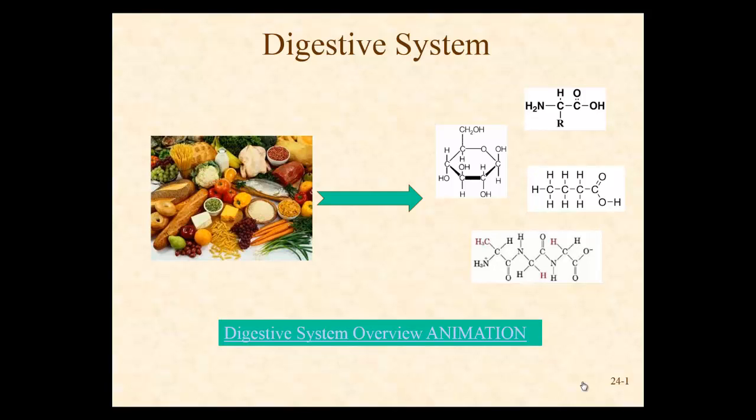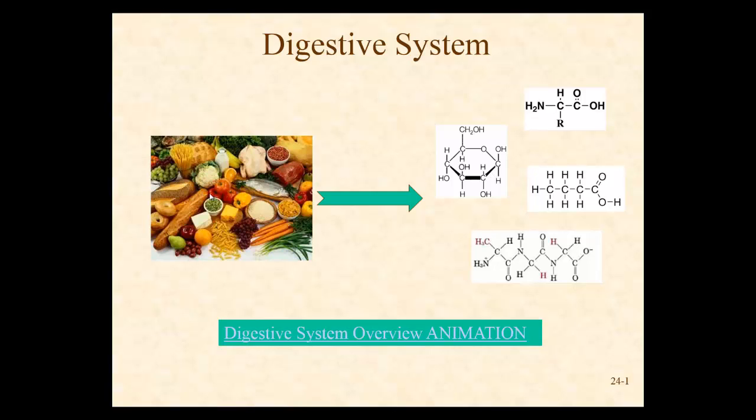This is a video lecture of the digestive system, looking at the major functions of the digestive system. We know that absorption of nutrients is essential to survival. We need to take nutrients from the different foods that we eat, which would be carbohydrates, proteins, fats, and nucleic acids, and break that down into their smaller molecular components.